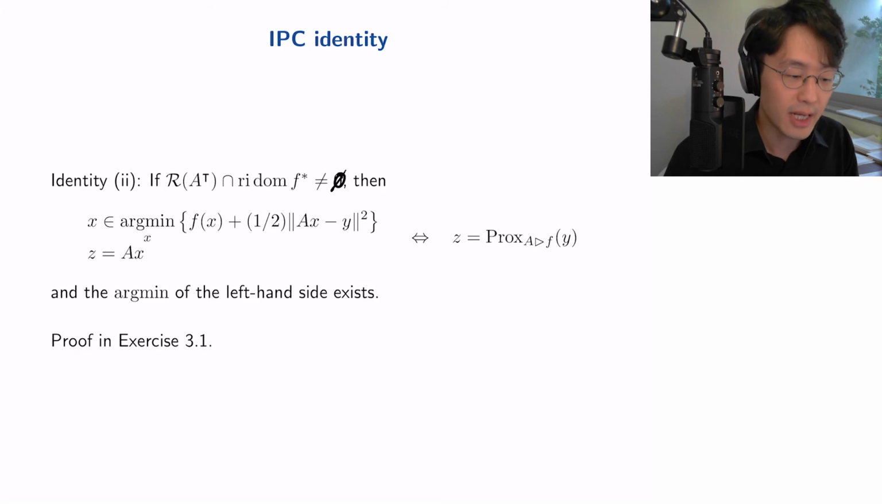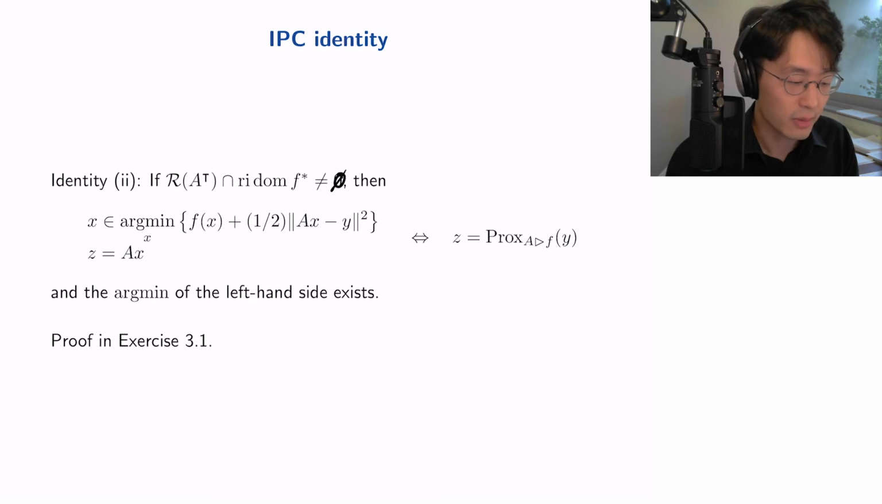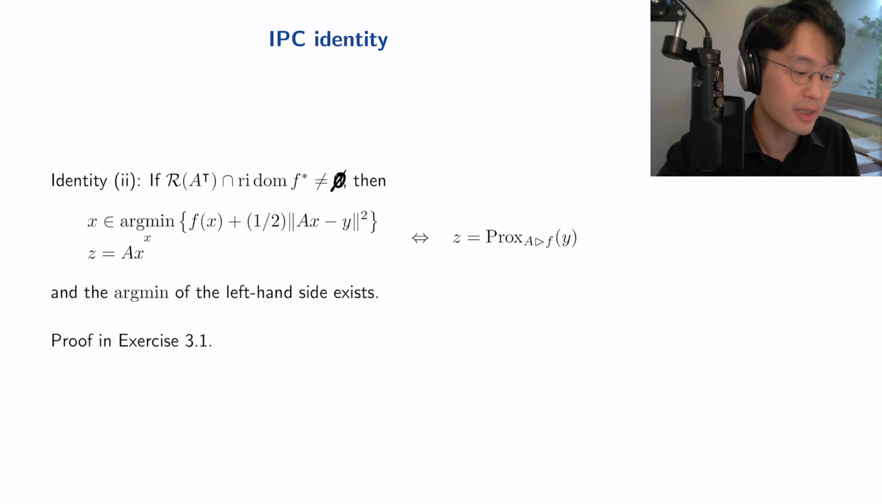The second IPC identity, this current identity, is also stating that when this regularity condition holds, the argmin defining the x exists, and therefore the output z is well defined. This equivalence is also implicitly stating that although the minimizer x is not necessarily unique, it does exist, but the x is not necessarily unique. Regardless of which x we choose, once we multiply by a, the output z is uniquely determined. This identity is established as exercise 3.1 of the book.